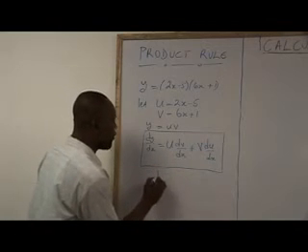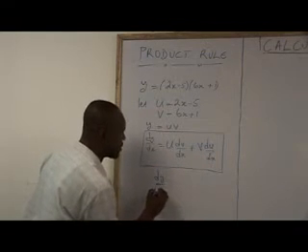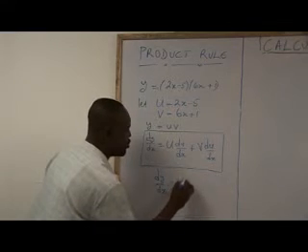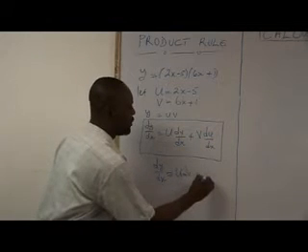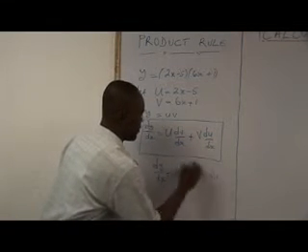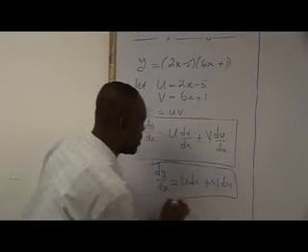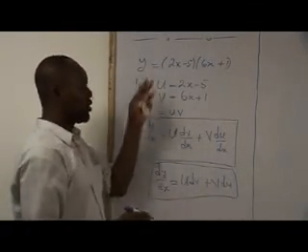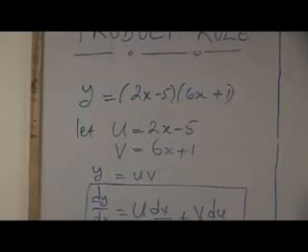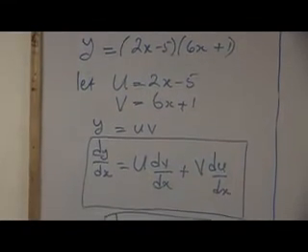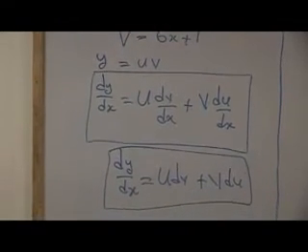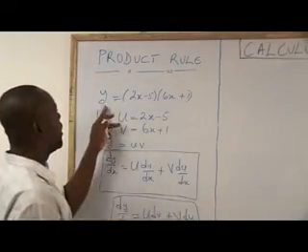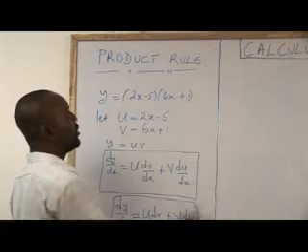In a very simplified form, this can be written as dy dx as u dv. Instead of dv dx, we just say u dv plus v du. So we apply this rule in solving this question right away. We apply this in solving y equals 2x minus 5 multiplied by 6x plus 1.